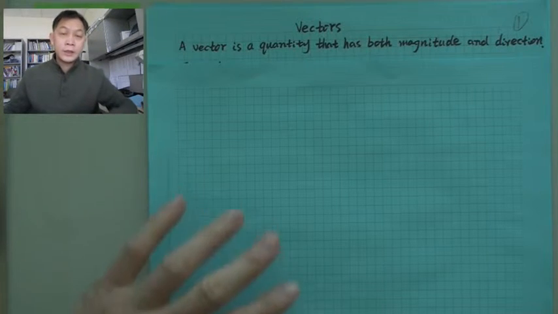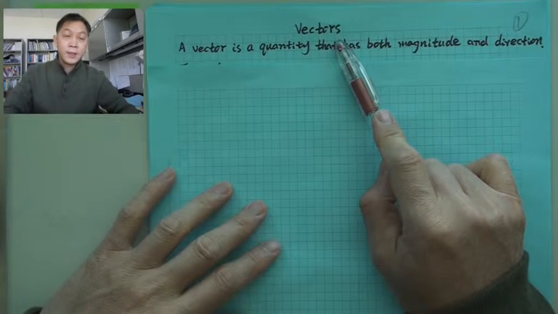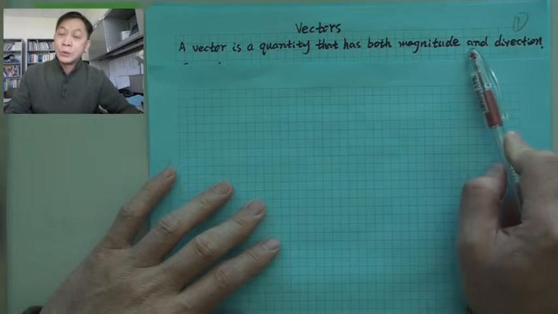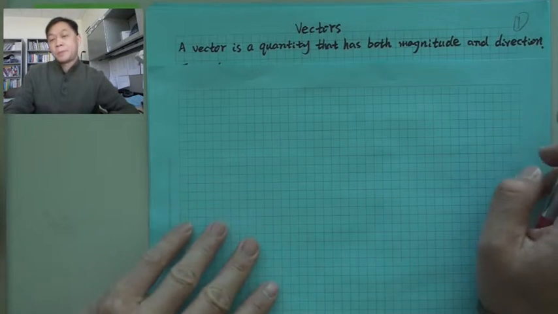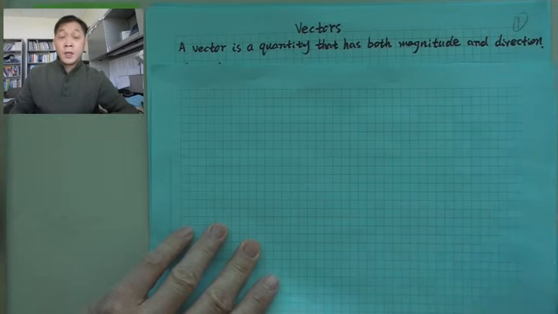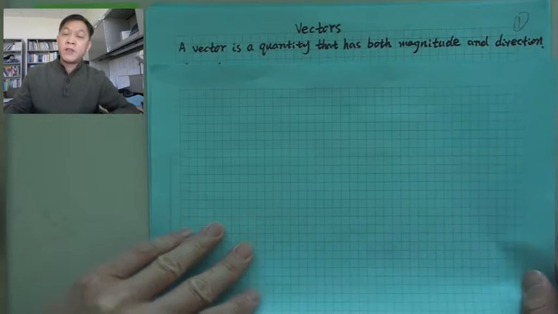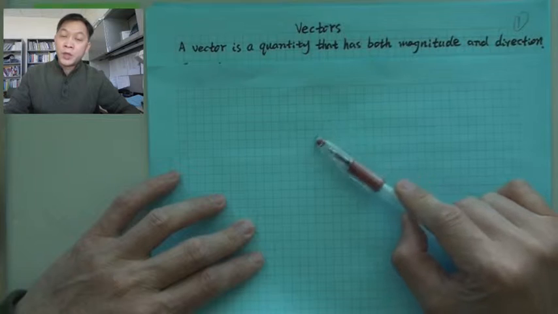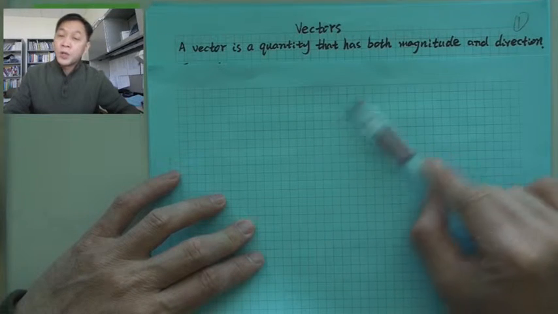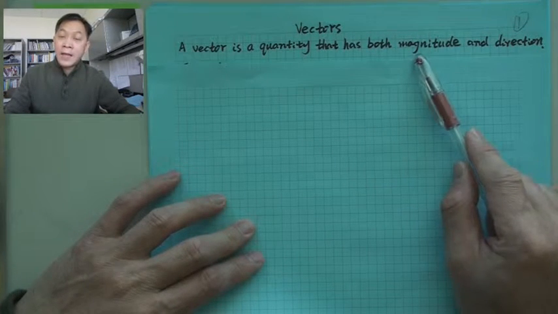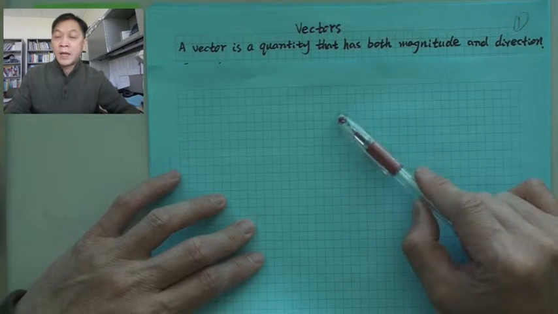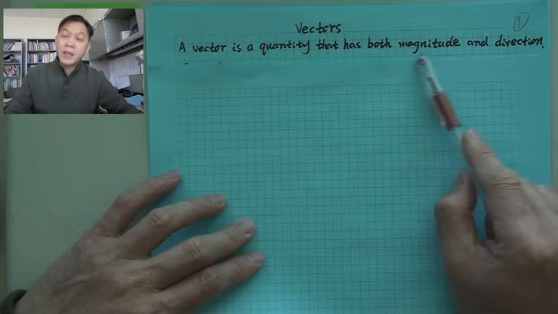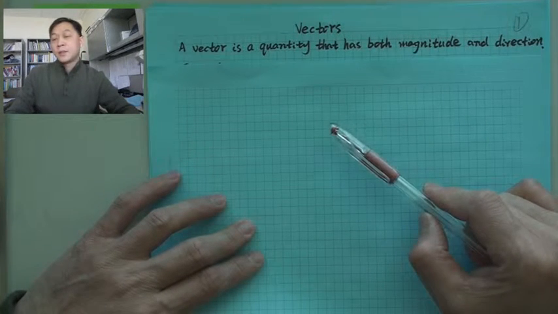In this lecture, we will talk about vectors. A vector is a quantity that has both magnitude and direction. In mathematics, if a vector has a big magnitude, normally we draw a longer length. If it has less magnitude, we draw a shorter length. So we use the length to denote the magnitude of a vector.